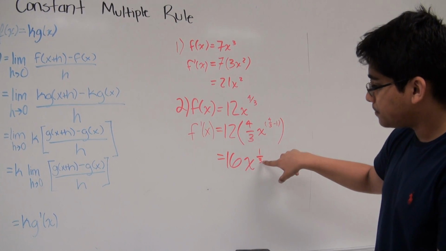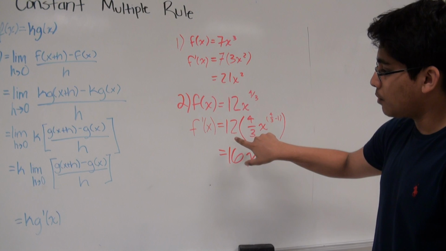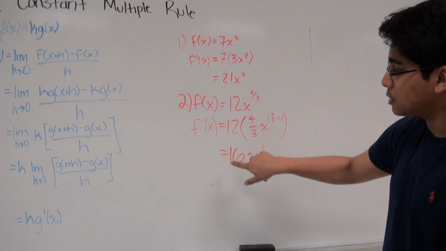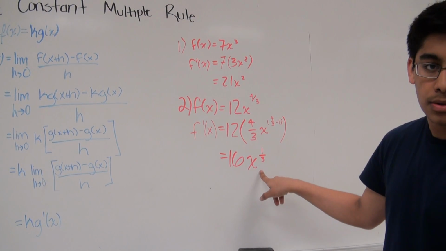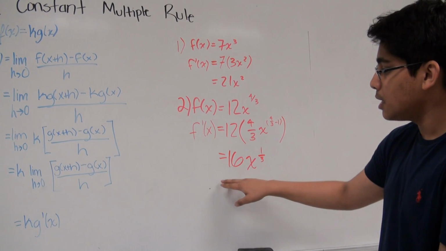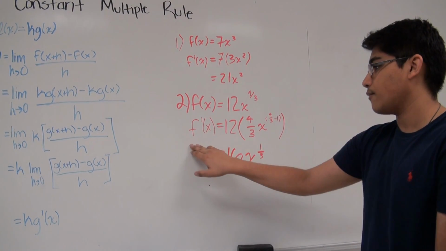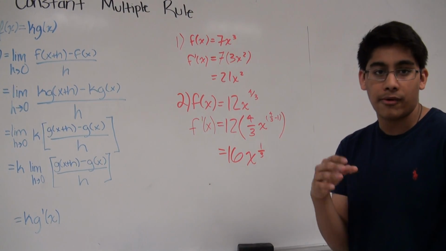Sorry about that. And basically what we do is we take the 12 and we multiply it back into the formula. The k, we multiply it back into the formula to get our derivative of f of x, which is just 16x to the power of 1 over 3.